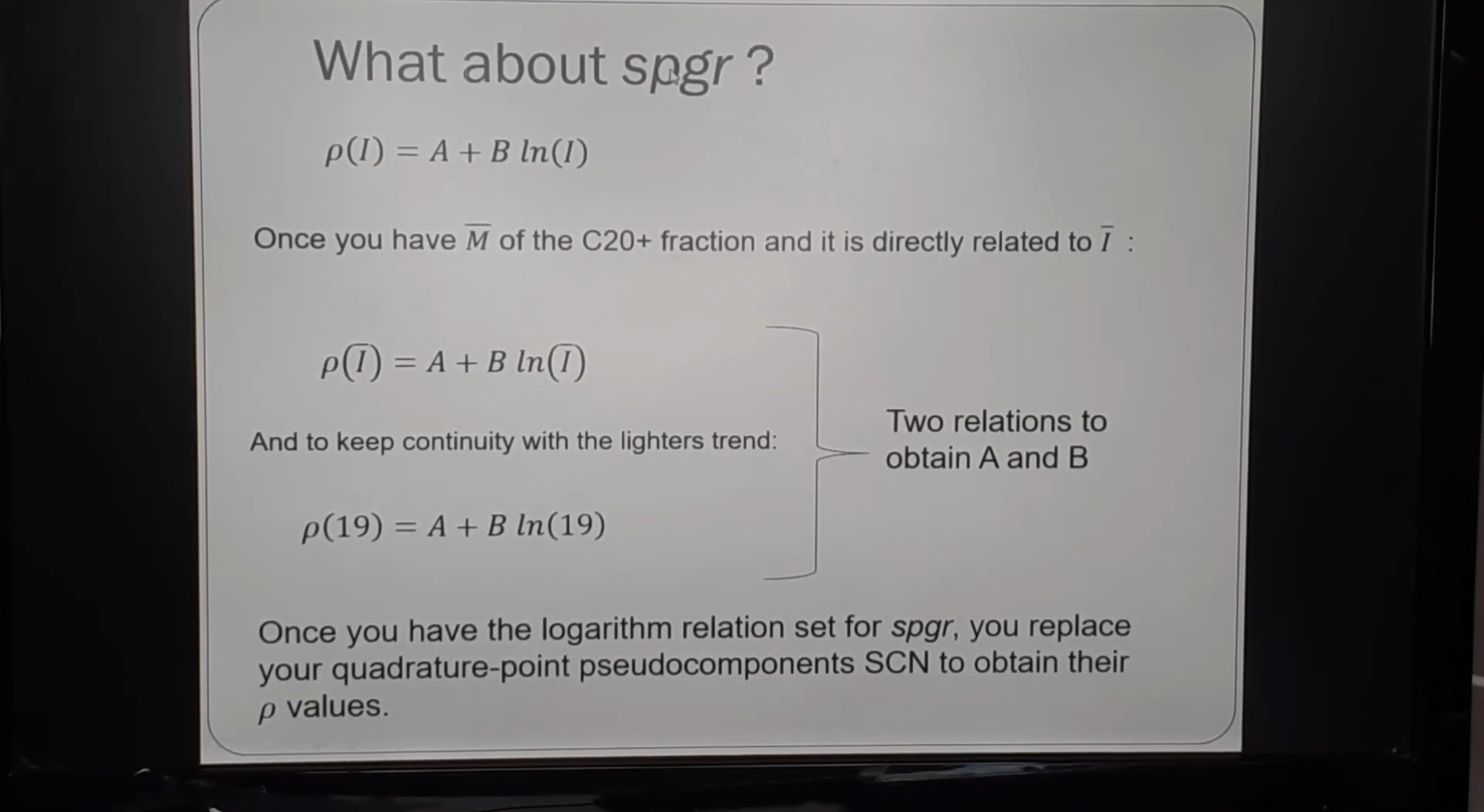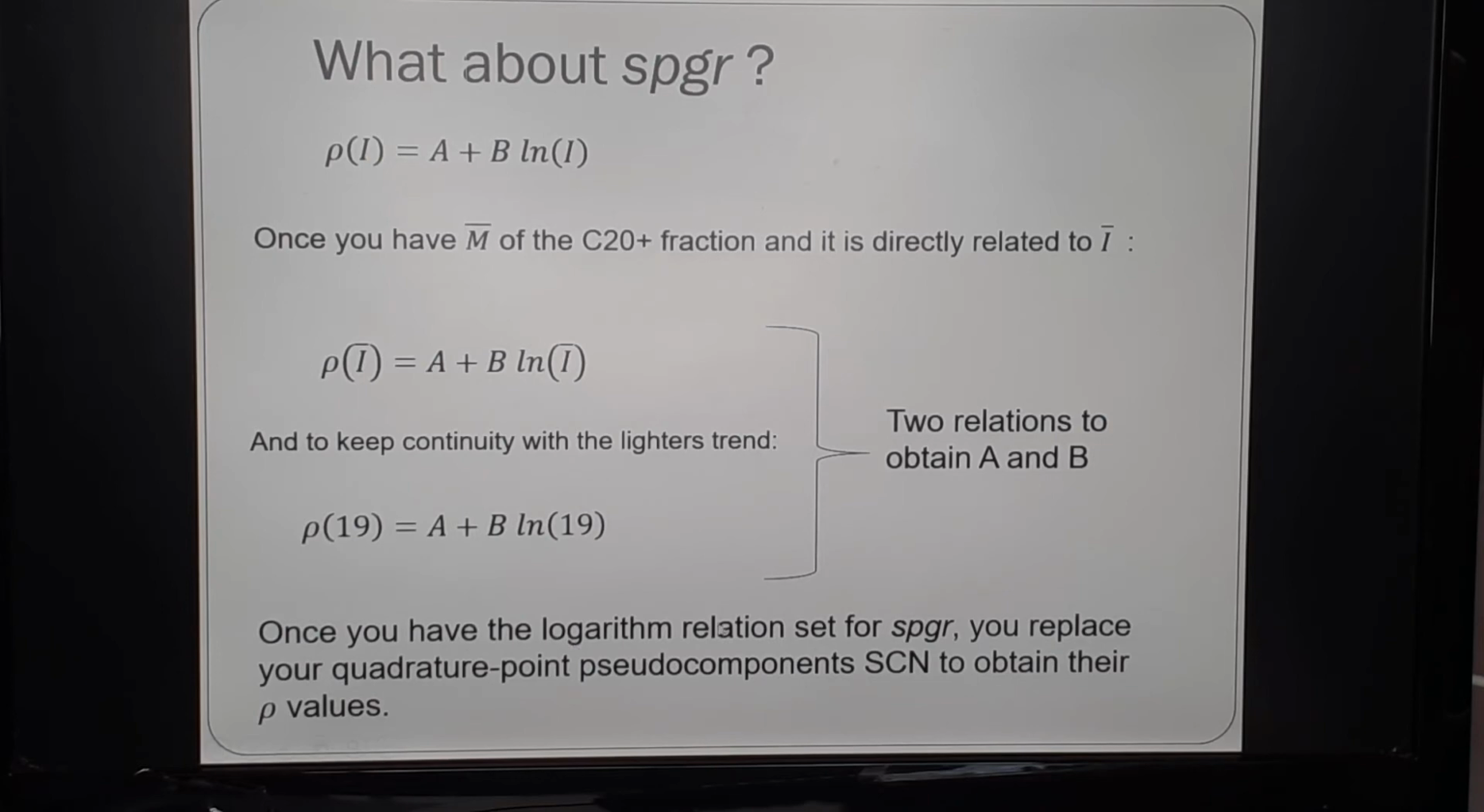Well, what about the specific gravity of the distribution? We'll assume there's logarithmic behavior here. Once we have the average molecular weight of the C20 plus fraction, and we know that it is directly related to the average single carbon number, we can replace the average single carbon number here. This is one equation to obtain A and B. And to keep continuity with the lighter strand, we can put here, for example, the 19, the single carbon number right below our distribution. And then we have two equations and two variables, A and B.